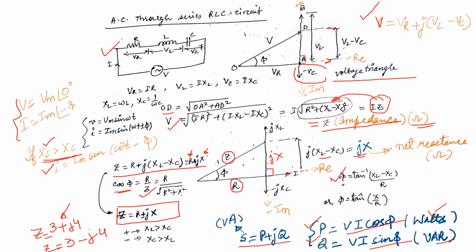Also, the power triangle will remain valid for the RLC circuit, where the resultant or total power is denoted by capital S, which is known as apparent power. The unit is volt amperes, and this is the vector sum of P plus jQ. That means S has two components, P and Q, where the real component is P and the imaginary component is Q, that is the reactive power.